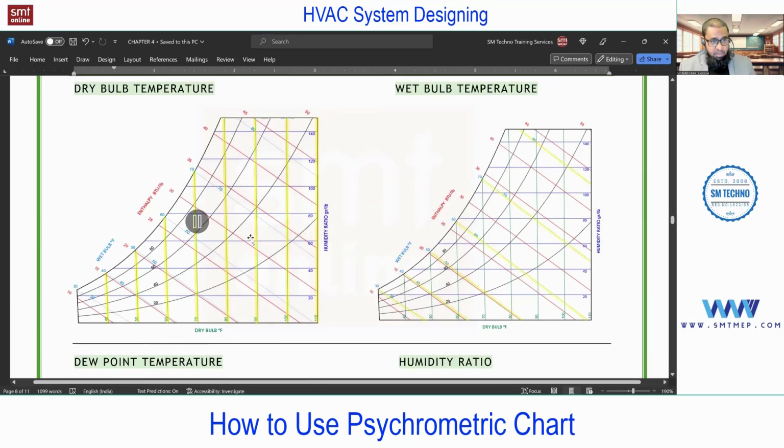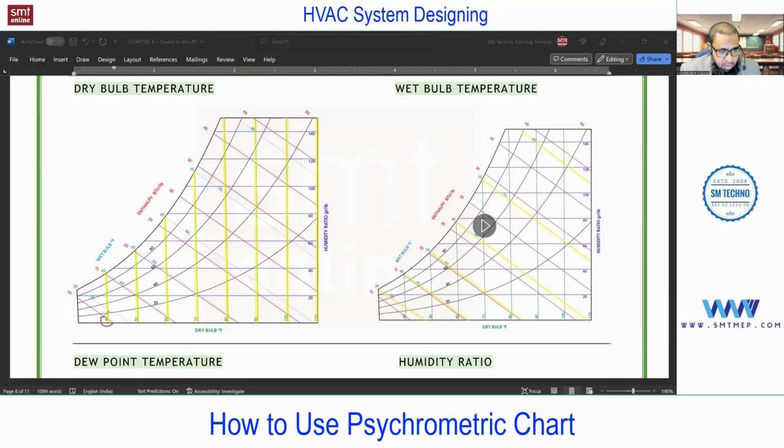First, dry bulb temperature. Can you see the highlighted lines? One minute, let me pause this. The vertical lines on the psychrometric chart represent dry bulb temperature. They are shown as vertical lines, but the values increase in the horizontal direction. For example, you see 40, 50, 60. So it increases horizontally but is represented with vertical lines. This is the first property, simple.